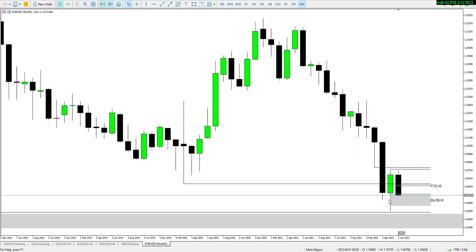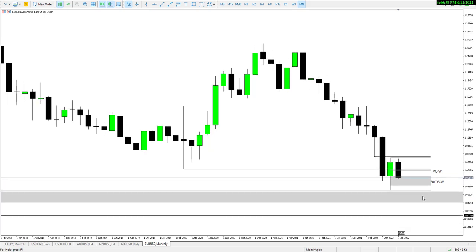So with that in mind, right now our draw on liquidity is also the previous month low, which is coming in at 1.03489. So that's our draw on liquidity right now on Euro USD, and ultimately I'm expecting weakness in Euro USD all the way to parity. That's 1:1, but that's going to take a bit of time, and we might not see parity. But right now, parity is almost inevitable on Euro USD.